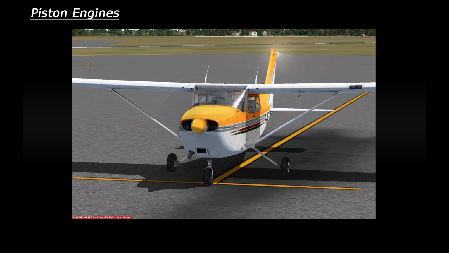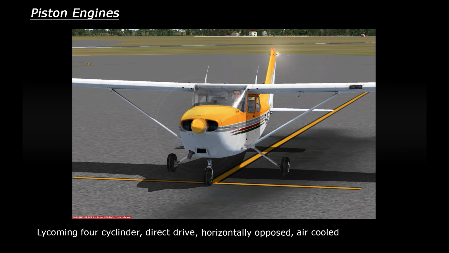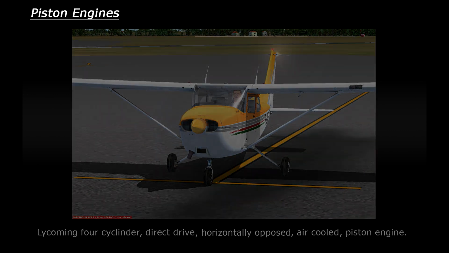This Cessna is powered by a Lycoming, 4-cylinder, direct drive, horizontally opposed, air-cooled piston engine. Blimey. Allow me to explain what all of that means. Basically, this is a piston engine and it works very similar to a car engine.